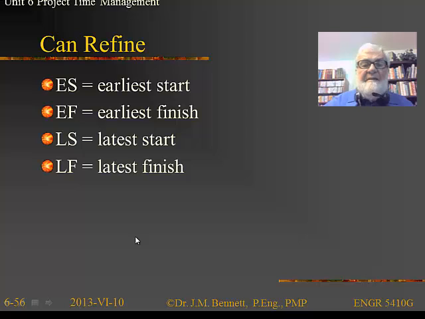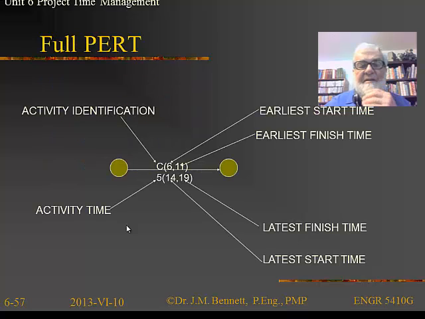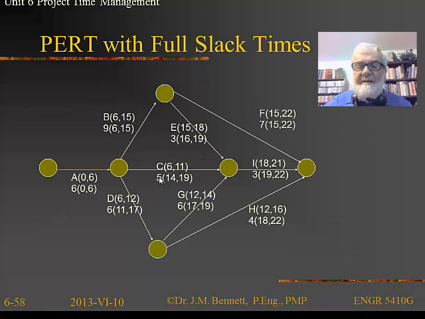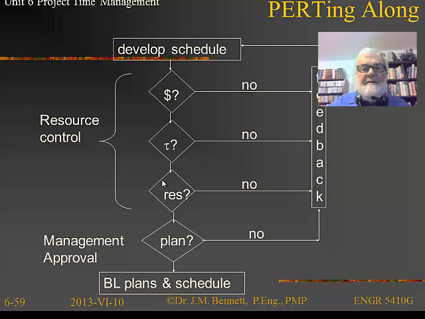So we can expand that even further, as we did with the activity on node, with the earliest start and the earliest finish, latest start and latest finish. In a PERT diagram, we can do that, for example, by having the activity identification, earliest start, earliest finish, latest start and latest finish, and the activity time. So we can do exactly the same thing as we did before. And there's an example of a PERT chart with full slack times built in, and we could actually go through and compute the critical path for that particular diagram.